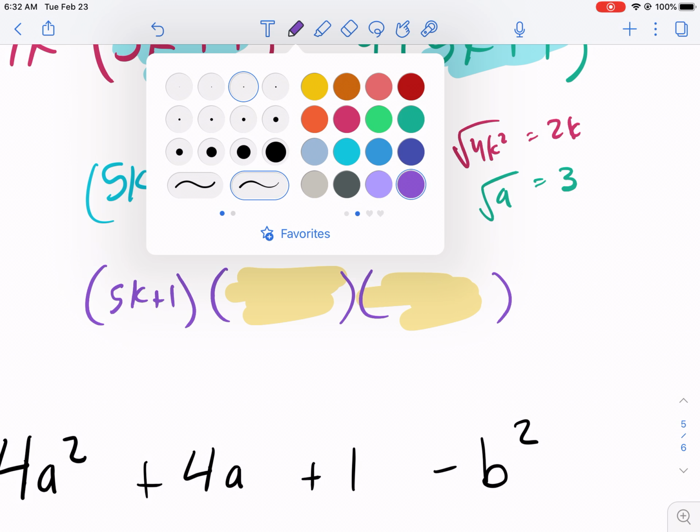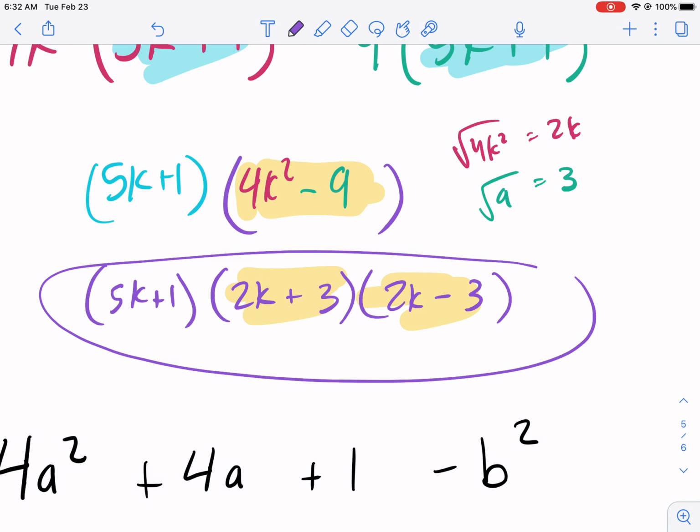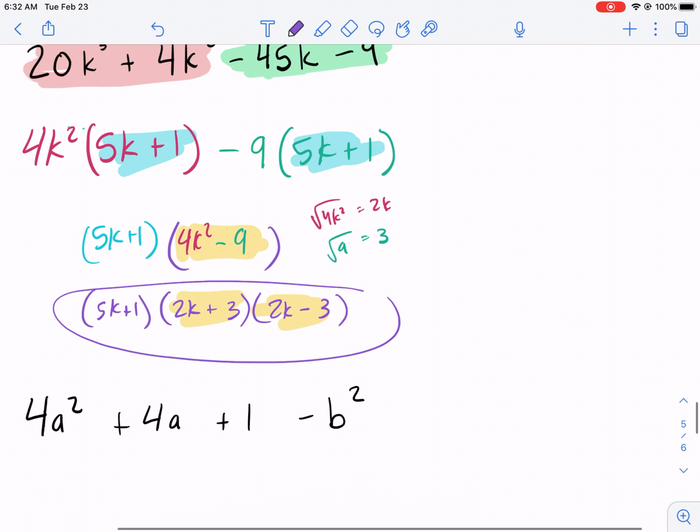And I'm going to have, let me just keep it as purple. We're going to have 2k, put it in those spots. Then we have 3 and 3. Make one positive, make one negative, and we're done. This is the factored form now, completely factored.